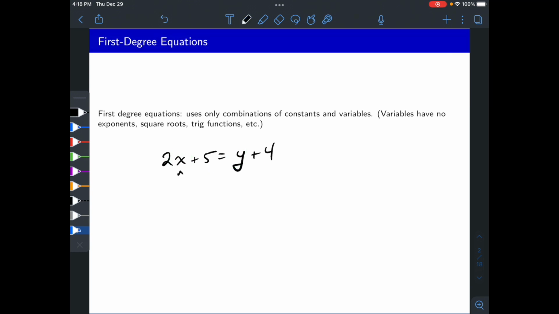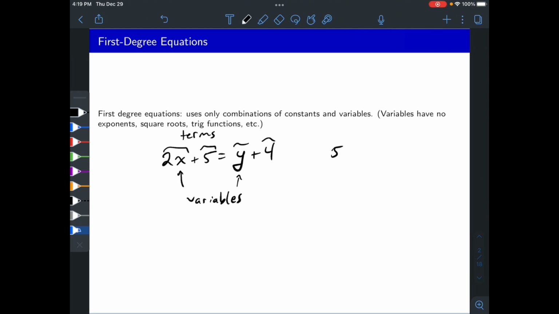So x and y would be your variables because these could represent any number at this point, and then the 2, the 5, the 4, those are your constants. Each of these, the 2x, the 5, the y, the 4, you would call each of these terms of your first degree equation. And let me write another one over here.